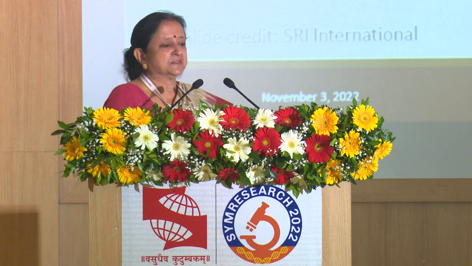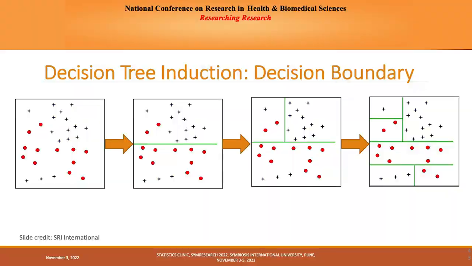So I have a simple slide which explains this. This is the configuration of my training data from two classes. You see that the separation is not really very straightforward. Here there are actually two features. So you take one feature at a time. That's a characteristic of the tree-based approach. Each feature is considered singly.